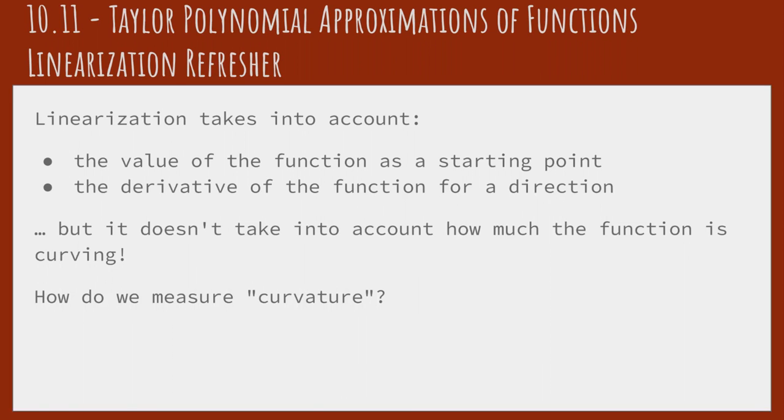So the question is, how do we measure curvature? Well, a function that's curving is curving because the slope is changing. So if we look at the slopes of tangent lines, the slopes of those tangent lines are changing as we move along. We measure the change in slope by taking the derivative of the function that represents slope, which is the derivative of the function. So we take the derivative of the derivative and get the second derivative. So we essentially measure curvature using the second derivative.